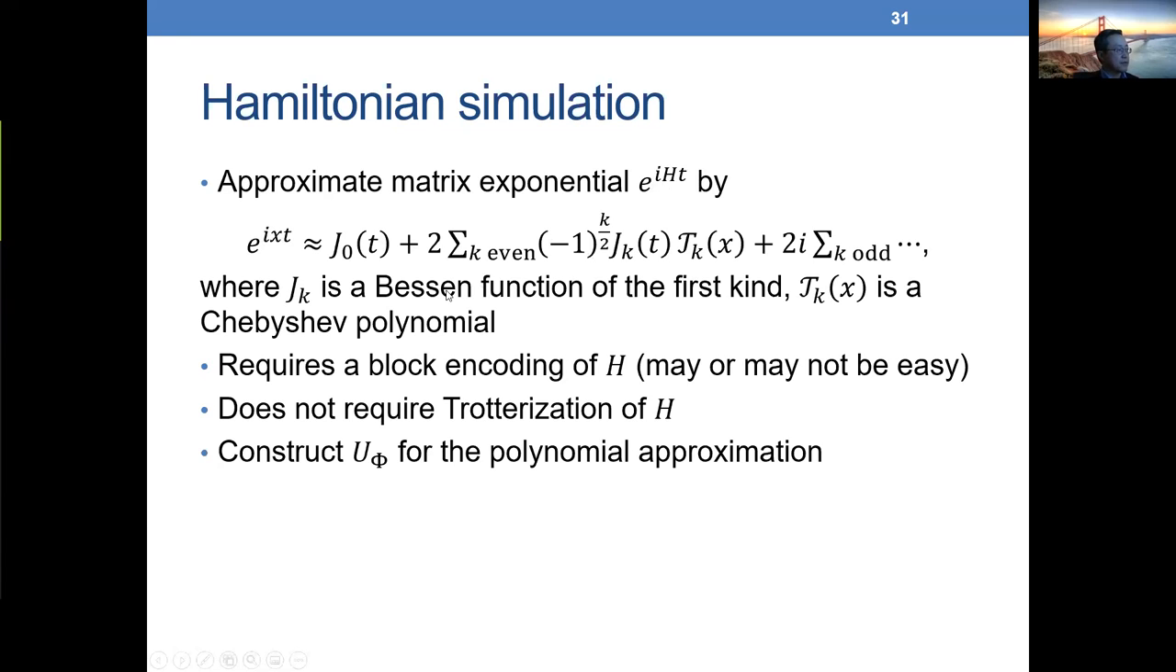I have a typo here. This is supposed to be J_k, a special function evaluated at certain times, so these are just scalars. And T here is the Chebyshev polynomial of the first kind. There are even terms and odd terms, but basically this is a polynomial. That means we can block encode this polynomial in the Hamiltonian. The advantage is that it doesn't require Trotter splitting, which introduces error, but we do need to construct a block encoding for the polynomial approximation. There are two approximations here: one is the polynomial approximation, and the other is the phase angles contained in phi that have to be computed numerically.